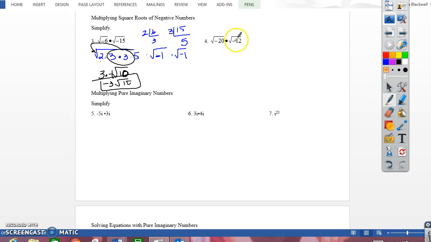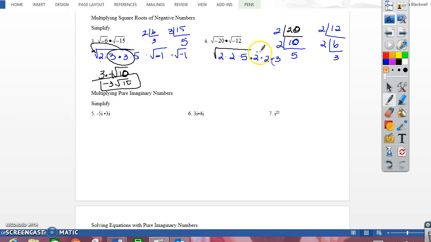Okay? Number 4, we have the square root of negative 20 times the square root of negative 12. So if I break 20 down into primes, the prime number that goes into 20 is 2, and that gives me 10 when I divide it out. I can divide by 2 again, and that gives me 5. So I have 2 times 2 times 5. For 12, I can divide by 2 and I get 6. I can divide by 2 again, I get 3. So 2 times 2 times 3.